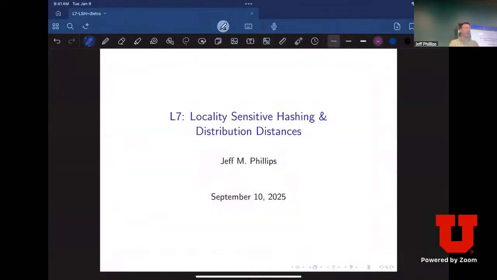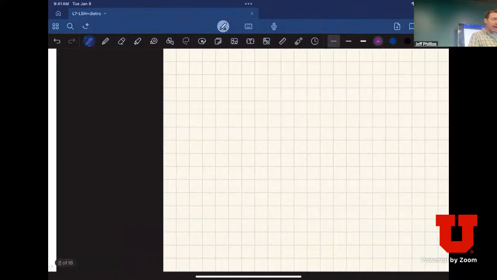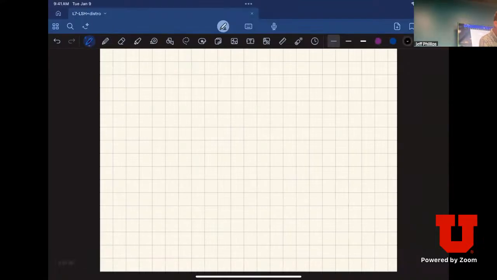Okay, so let's talk about locality-sensitive hashing. As a review, last week we talked about min hashing. You could draw a hash function from a set, and we described how to do that from a family of hash functions. And we described how to do that algorithm last lecture.